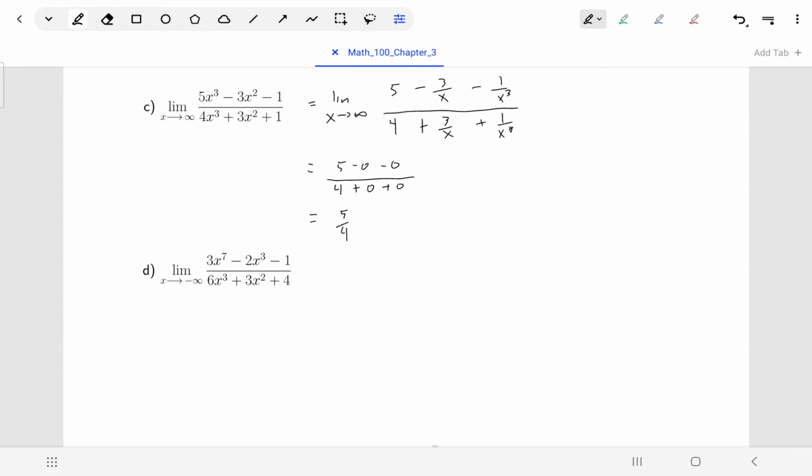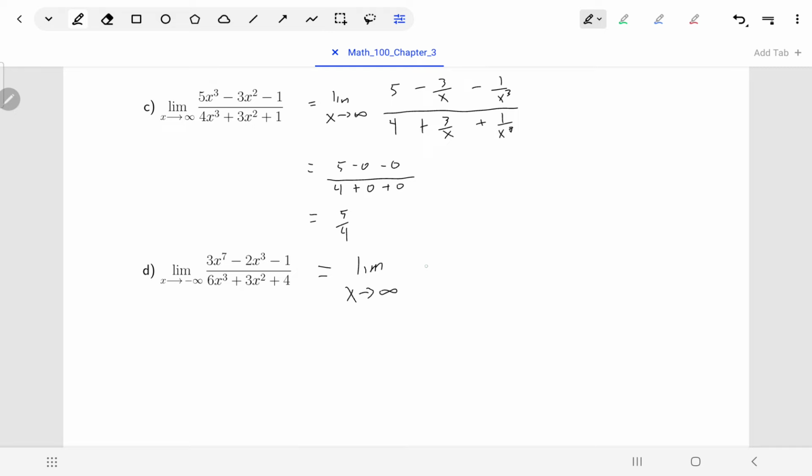And then for the last one, here I'm going to have to think ahead about what I'm going to do. I know that up till now I've divided everybody by the largest power of x, but if I do that here, divide everybody by x to the 7, then in the bottom I'll have 6 over x to the 4, 3 over x to the 5, 4 over x to the 7. Everybody will go to 0 and my denominator will go to 0. Remember, for me to be able to evaluate my limits, the top needed to have a limit, the bottom needed to have a limit, and the bottom couldn't have a limit of 0. So dividing everybody by x to the 7 won't really fix my problem for me.